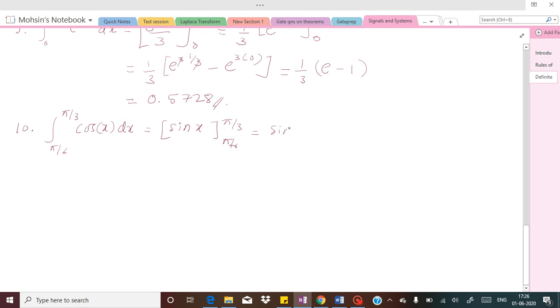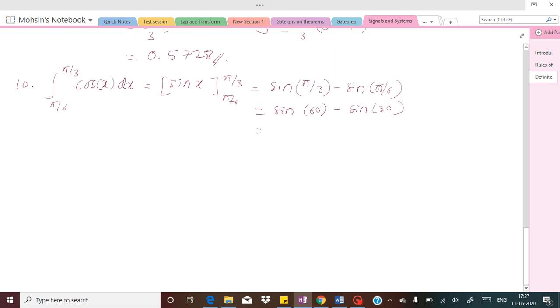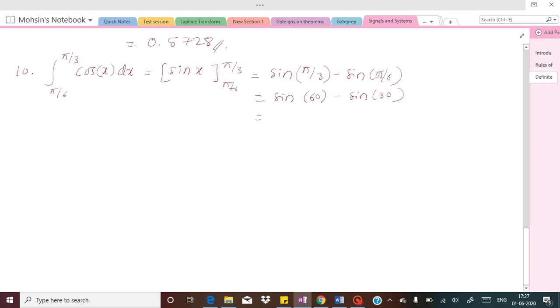So therefore sine of, first I am going to substitute upper limit pi by 3, minus sine of pi by 6, or you can write this as sine of pi by 3 is nothing but sine of 60 minus sine of 30. No need to write if you remember what it is equal to, but here for this example let me just write, sine 60 is nothing but, we know from the table of sine function or other trigonometric functions, sine 60 is root 3 by 2 and sine 30 is 1 divided by 2.